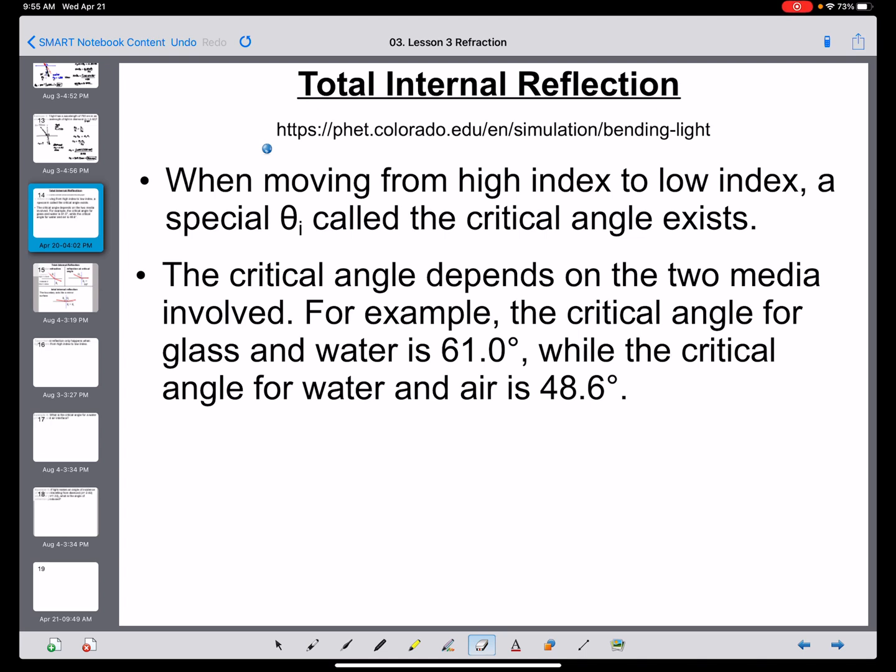Okay, continuation of lesson 3. So still studying refraction, but now we're going to look at something called total internal reflection.